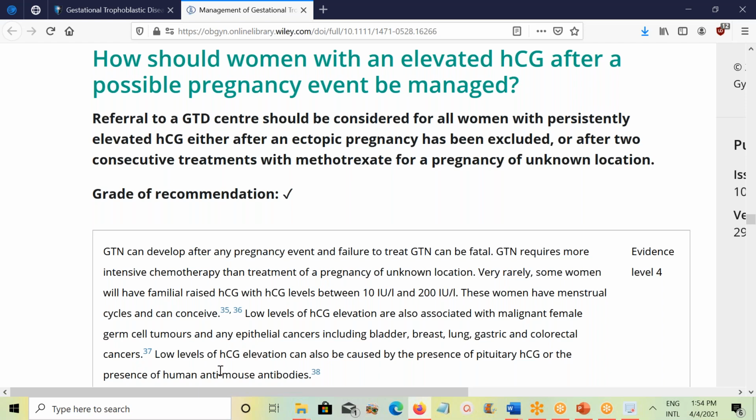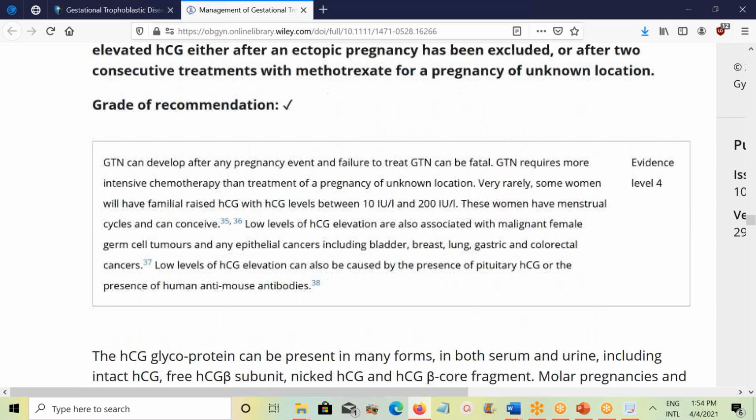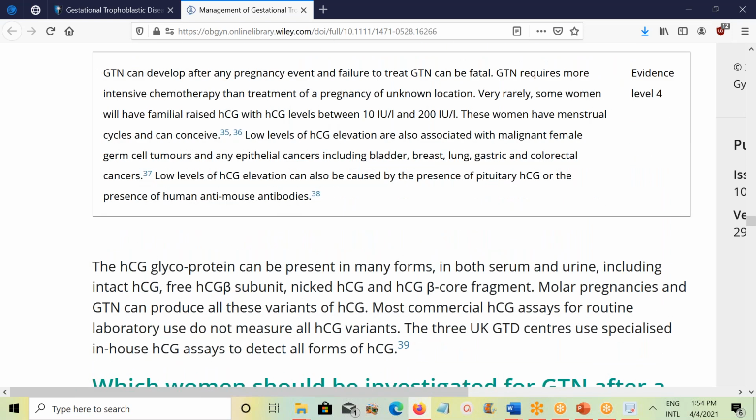Low levels of HCG elevation can also be caused by the presence of pituitary HCG or the presence of human anti-mouse antibody. Many things can be there, but we will not go into the minute findings. You should know that they can be of pituitary origin or because of the presence of anti-mouse antibody. These are the things.